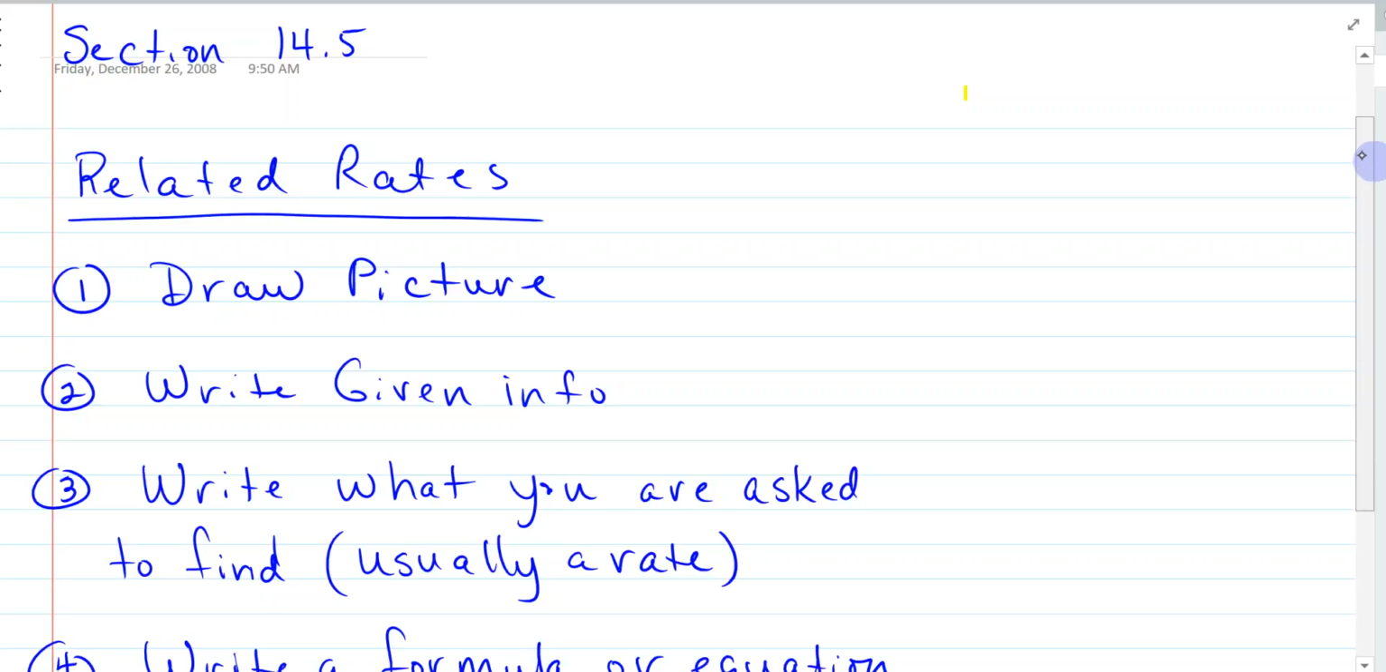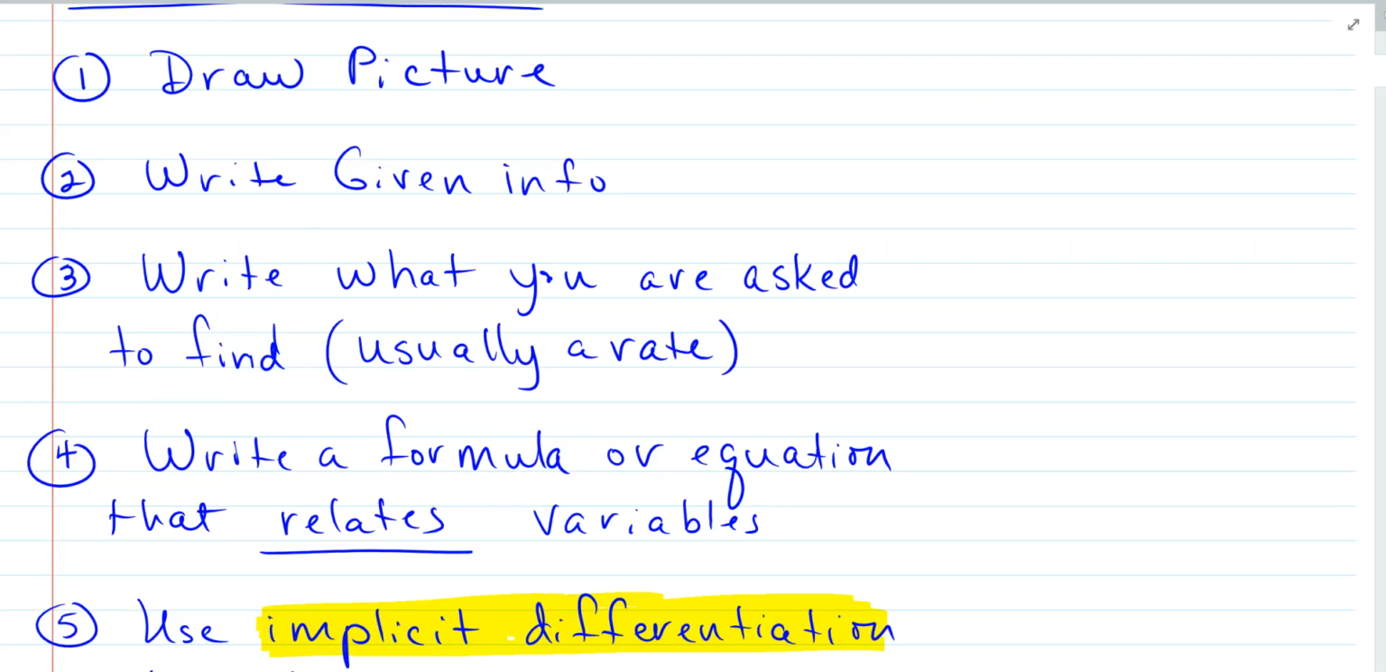On related rates, you want to draw the picture of whatever is going on in your story. Write down the given info. In other words, whatever you're given in the problem, you want to write that down. And then write what you're asked to find. It's usually going to be a rate, so it would be some sort of dt, because everything we're going to deal with is probably with respect to time. So keep that in mind.